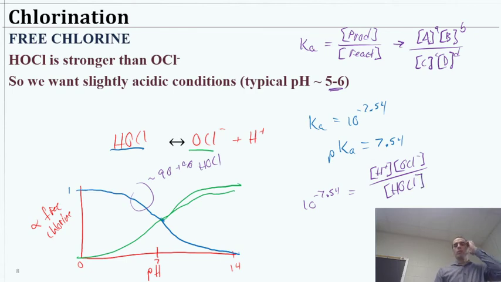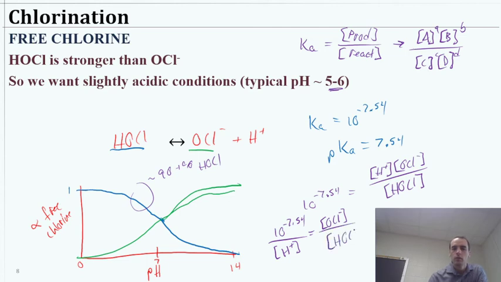Okay? And so one thing we could take a look at is at what point are these two the same? We could rewrite this as 10 to the negative, I'm just going to leave it as Ka for a moment, 10 to the negative 7.54. Let's go ahead and divide that by the H plus. And we see that's set equal to this OCl minus divided by HOCl. So if I were to ask you, at what pH are these two on the right equal?